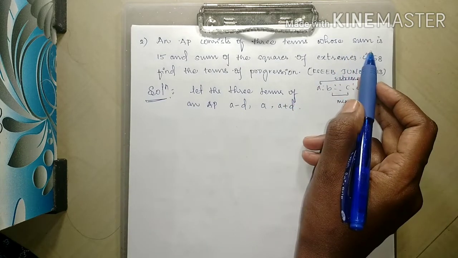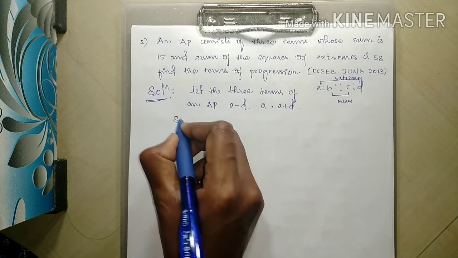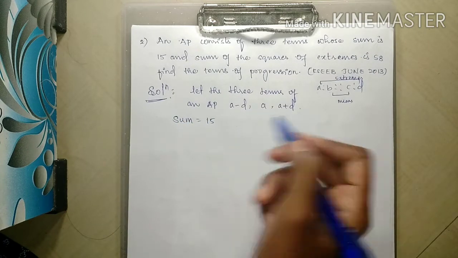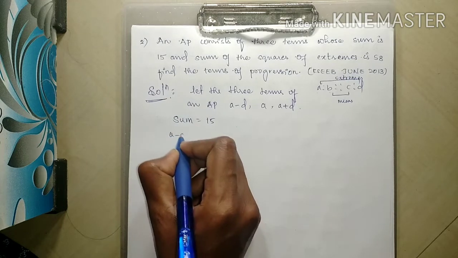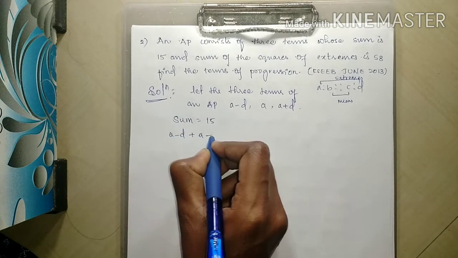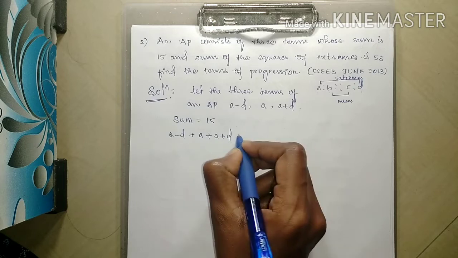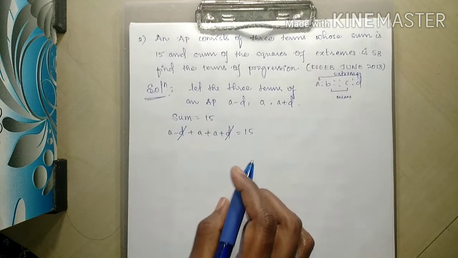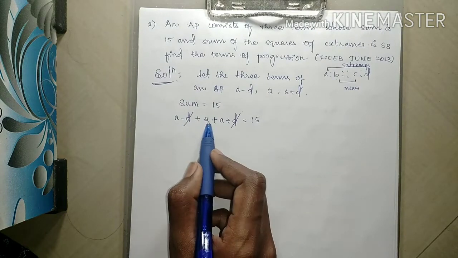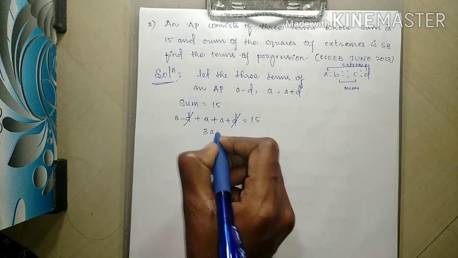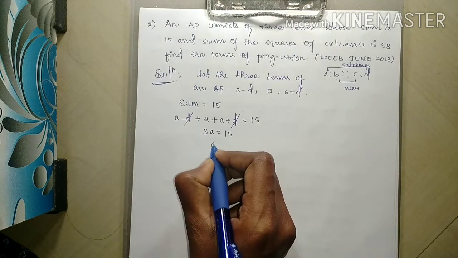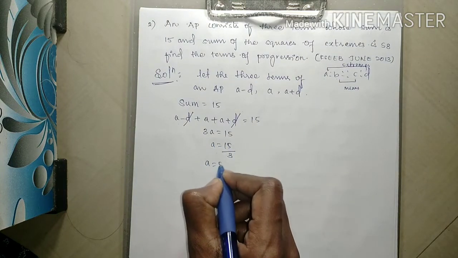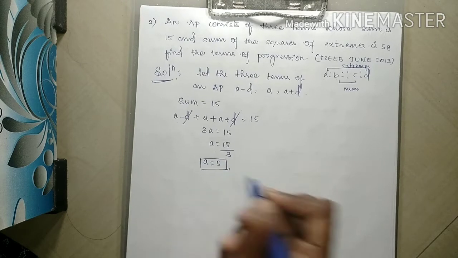Then it is given the sum is 15. This 3 terms sum is 15. So A minus D plus A plus D is equal to 15. Now minus D plus D will get cancelled. A plus A plus A, that is 3A, is equal to 15. Now A is equal to 15 by 3. A is equal to 5.